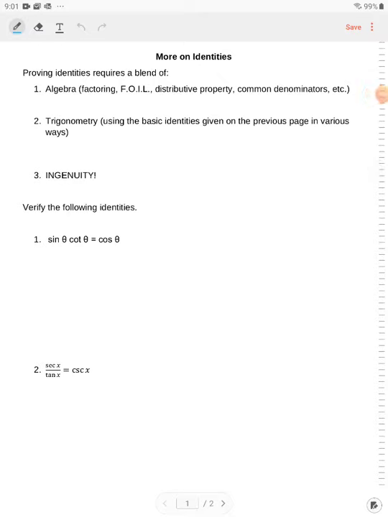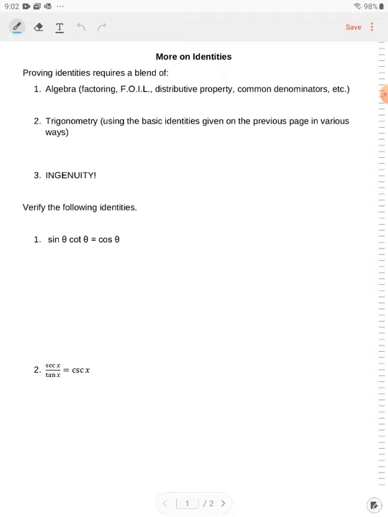To prove trig identities, a lot of times we will have to do algebra first. So we will be looking at examples that use factoring, multiplying two binomials. If you remember, FOIL stands for first, outside, inside, last. Distributive property, looking at fractions and having to get common denominators. Then we also want to think about our trigonometric identities that we learned in the previous lesson. And sometimes just some ingenuity.